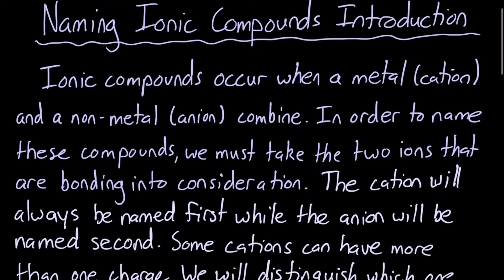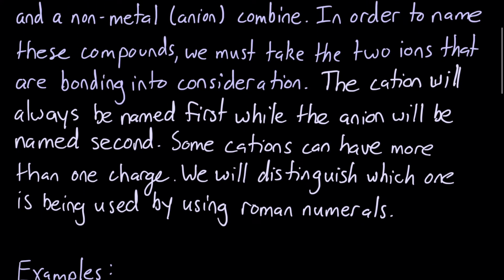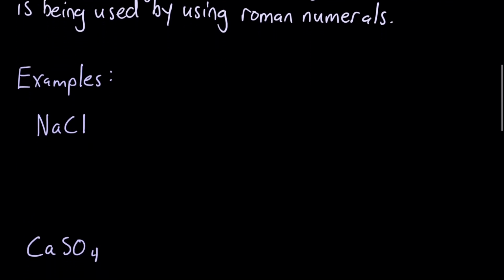In order to name these compounds, we must take the two ions that are bonding into consideration. The cation, or the positively charged ion, will always be named first, while the anion will be named second. Some cations can have more than one charge, so if we come across an example with that, we can distinguish which one is being used by using Roman numerals. So let's get into some examples here.